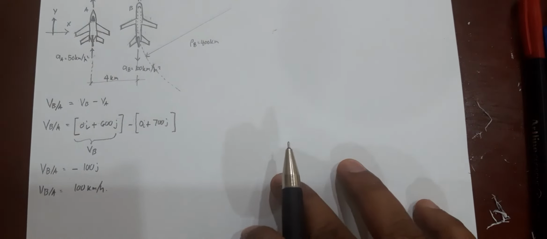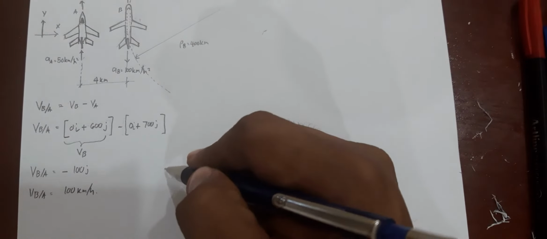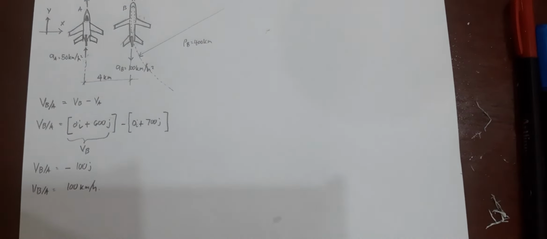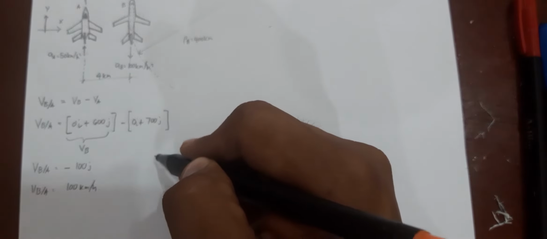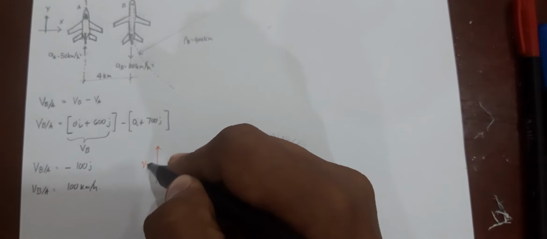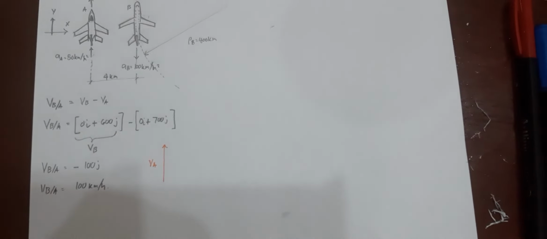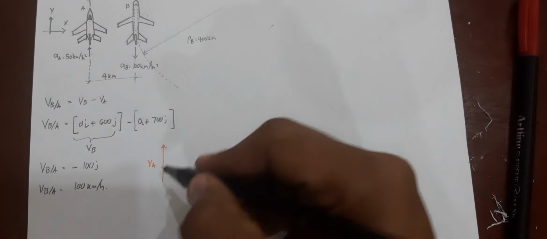If we were to analyze the vector for this one, let's have here colors. Let's say that this one is the velocity of plane A, and then you would have here the velocity of plane B.